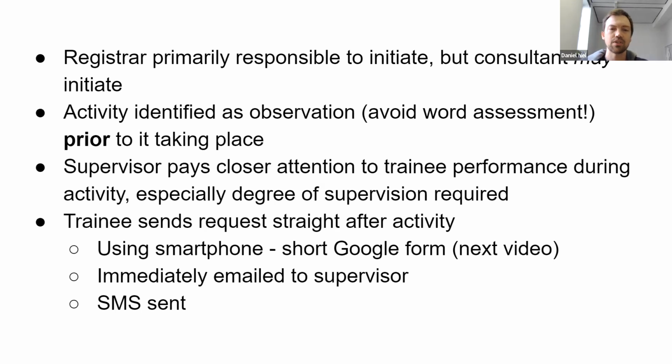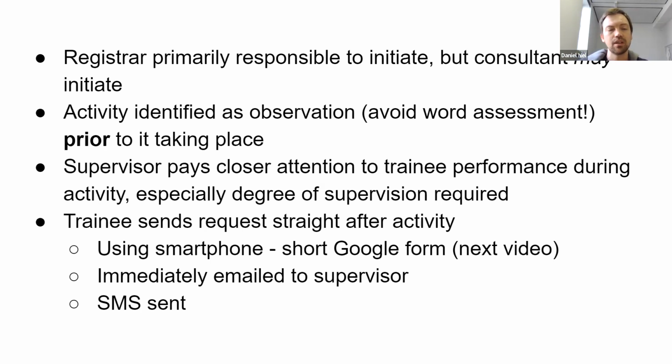So the activity is identified as an observation by the trainee or the consultant before it takes place. This means that the supervisor can pay closer attention to the trainee's performance, especially to the degree of supervision that they need. After the activity, the trainee sends a request. This is done via their smartphone, which they have on them at all times. And it's a very short Google form, and that will be the next video, which I'll show.